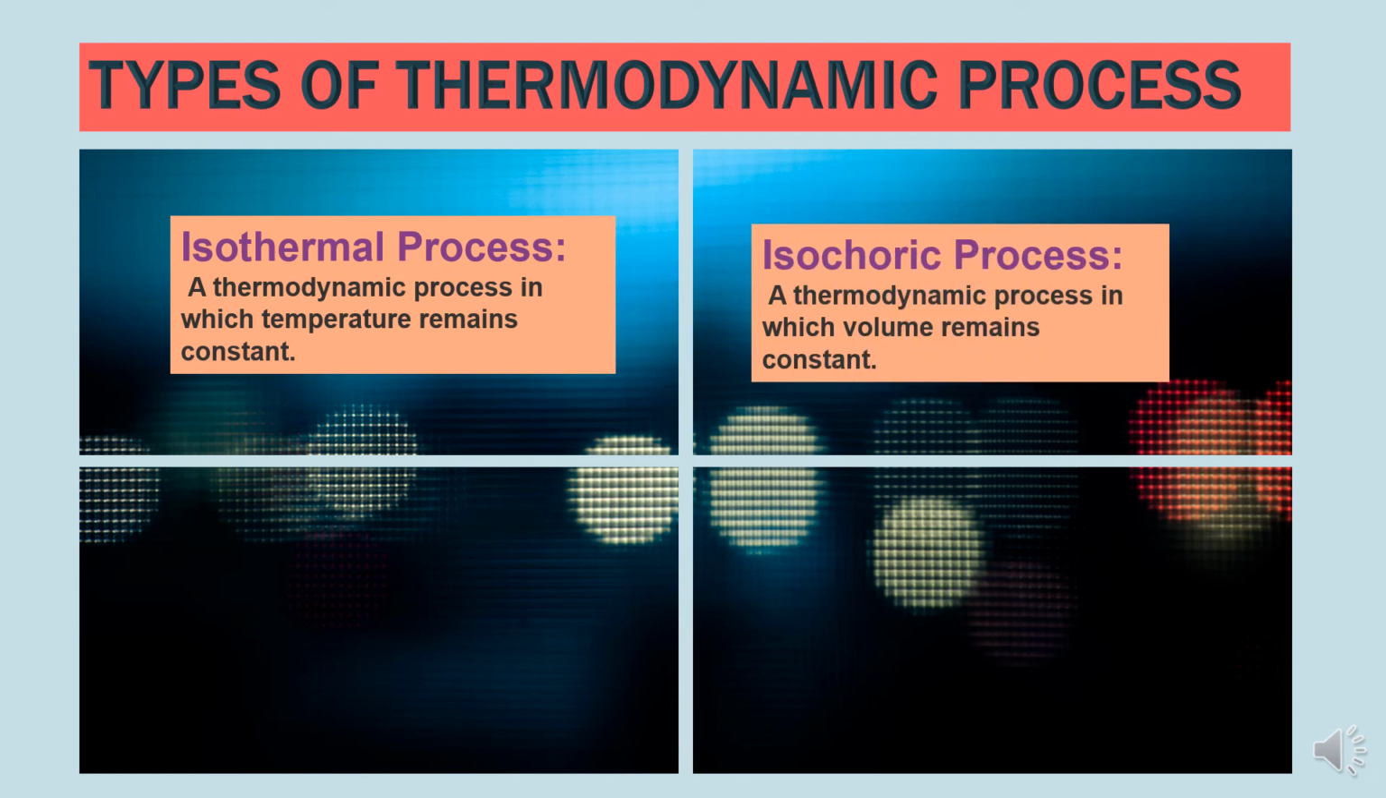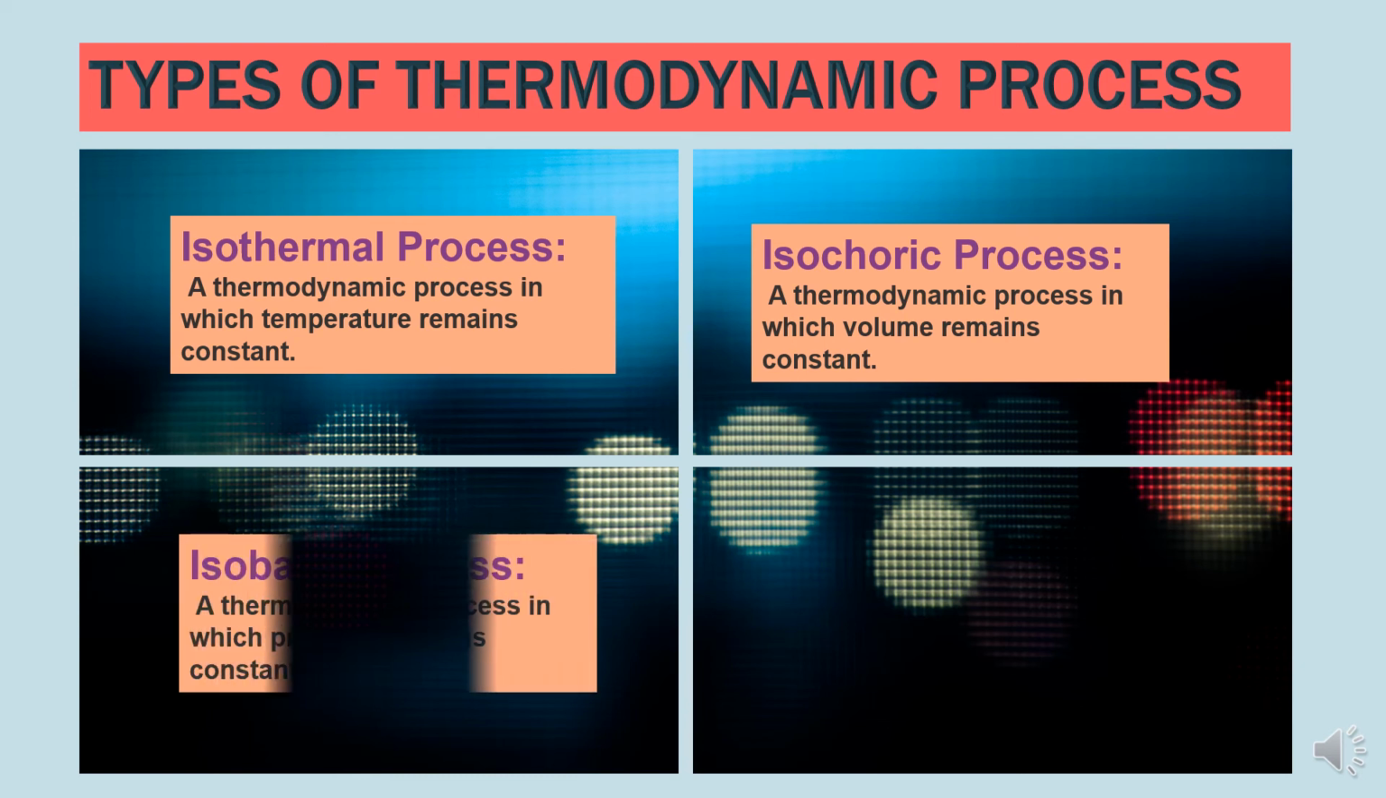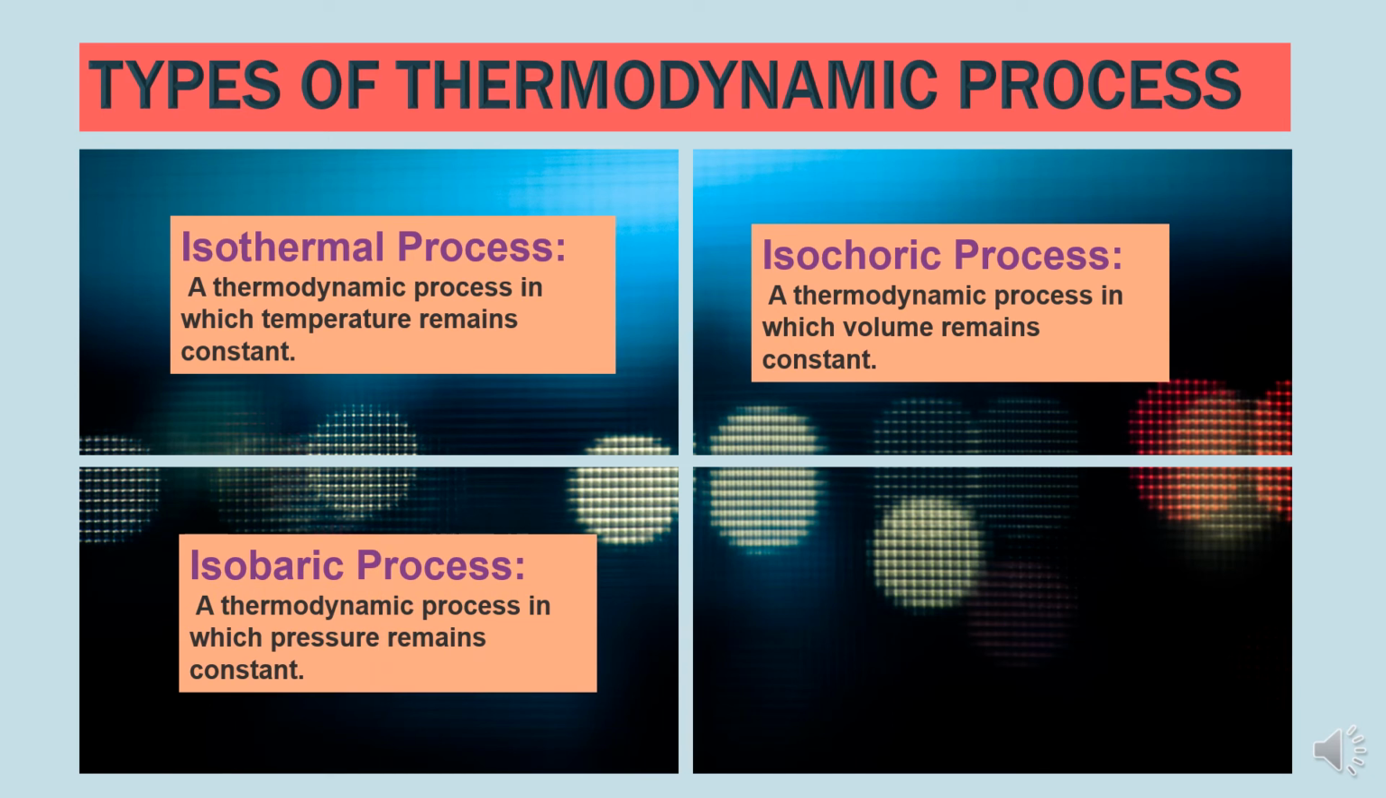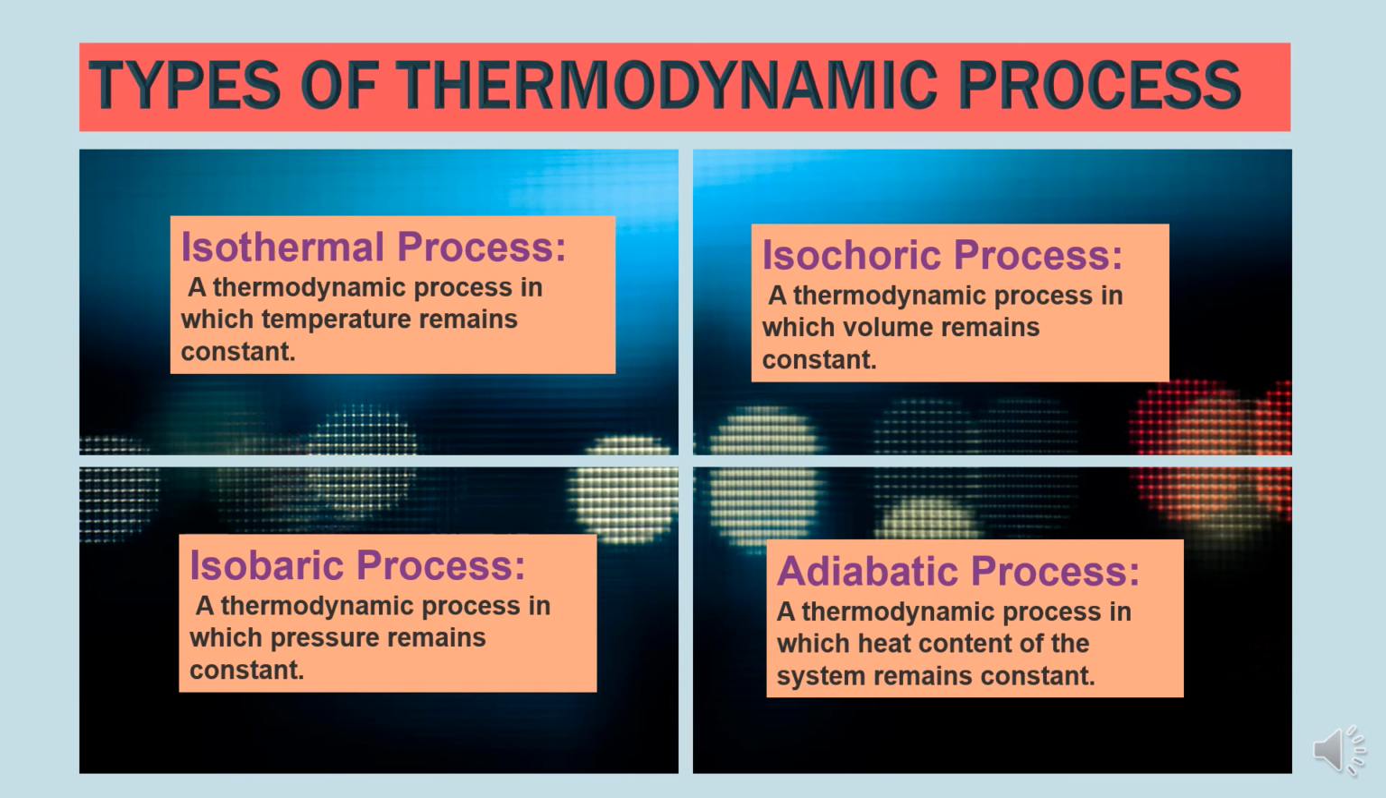Second kind of processes, in which volume of the system remains constant, is said to be an isochoric process. Third type of processes is those in which pressure of the system remains constant. All those natural processes which are taking place at atmospheric pressure can be said to be isobaric processes. So isobaric processes have constant pressure throughout the process.